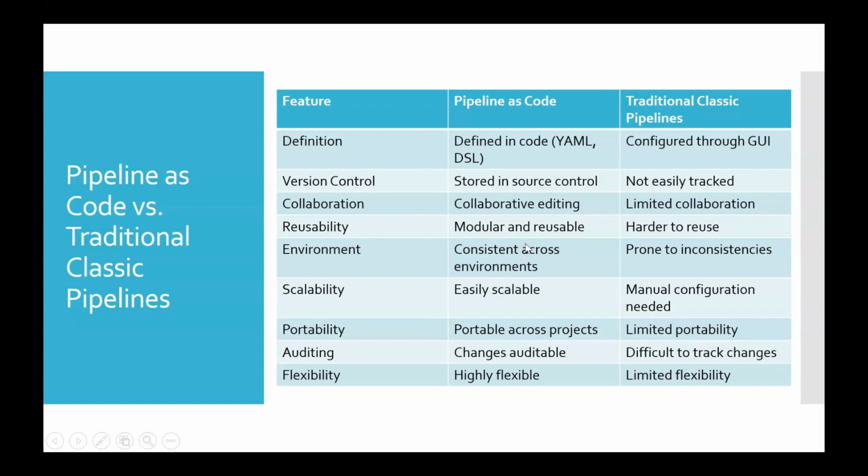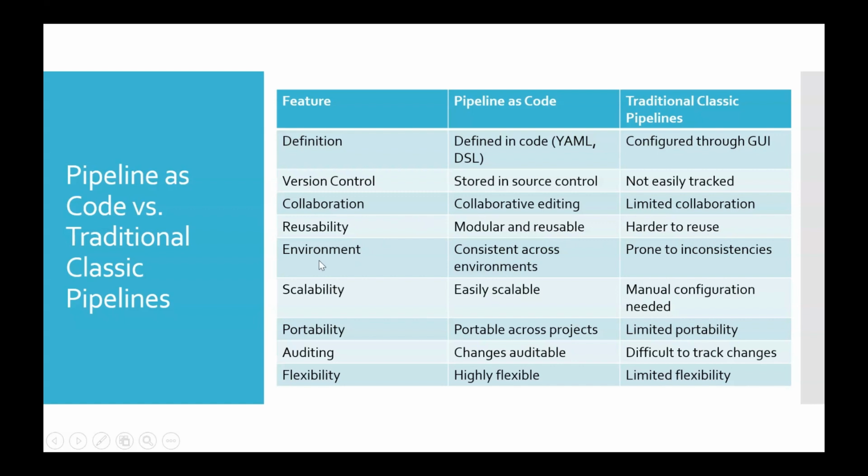In case of reusability, pipeline as code is modular and reusable. Like I told you in my previous slide, you can create separate modules and separate templates in your pipeline, and you can call the same templates multiple times, so this way you can reuse them or create multiple pipelines if you are using the pipeline as code approach. And in case of classic pipelines, of course, this is harder to reuse because you cannot reuse the same pipelines for multiple purposes.